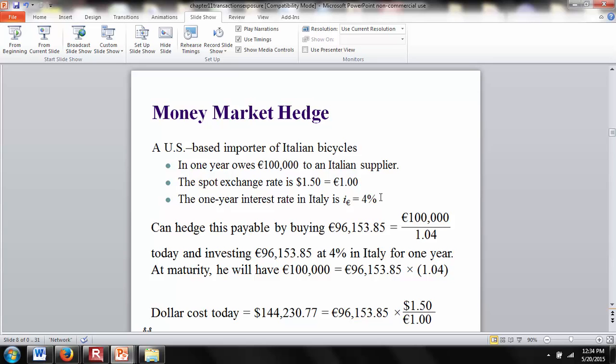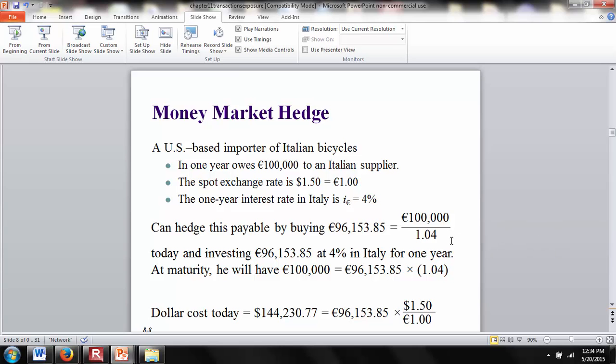euros in 1 year. So in the case of a money market hedge, we want to figure out how much money we need today so that we can have the 100,000 euros. And how much do we need here? The interest rate in Italy is 4%. So what we need to have is the present value of the payment. So 100,000 euros is the payment. The present value would be 100,000 divided by 1.04. That gives you $96,153.85. So that is how much you need.